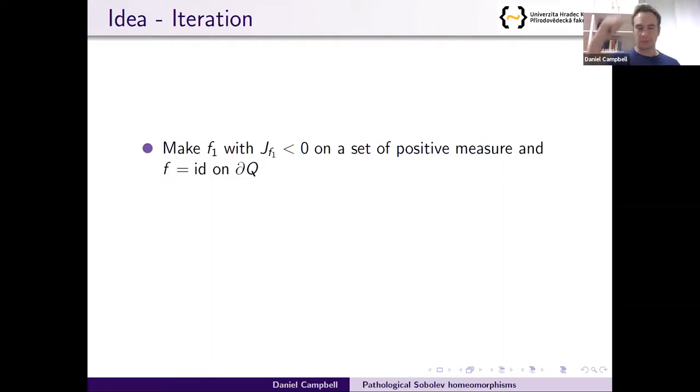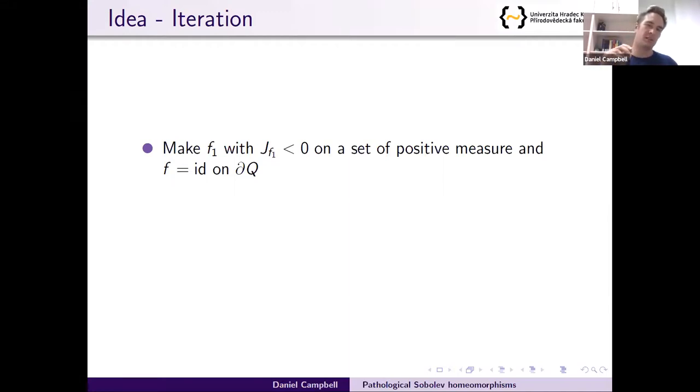Okay, so that means that we're actually able to construct a homeomorphism, a Sobolev homeomorphism. Let's say it's in fact locally bi-Lipschitz outside of the Cantor set. So as far as composition goes, not a problem. And on that Cantor set, the Jacobian is negative, and that Cantor set is a set of positive measure. Right. And you've got identity on the boundary.